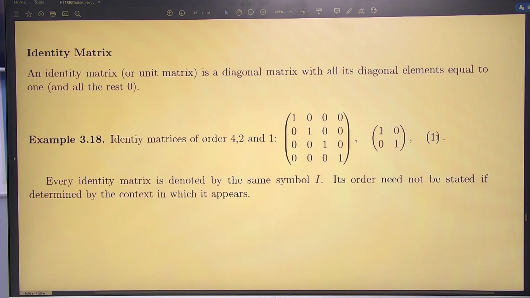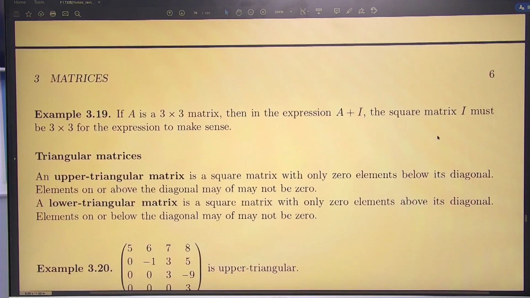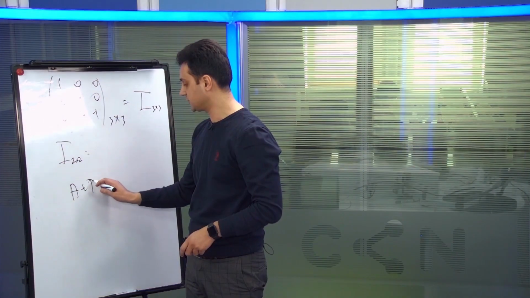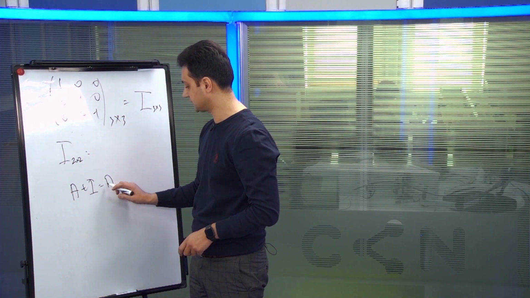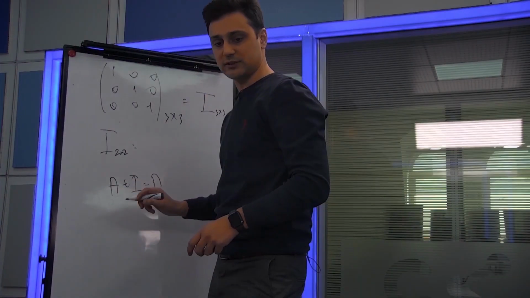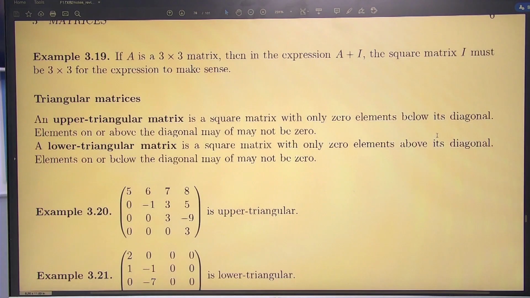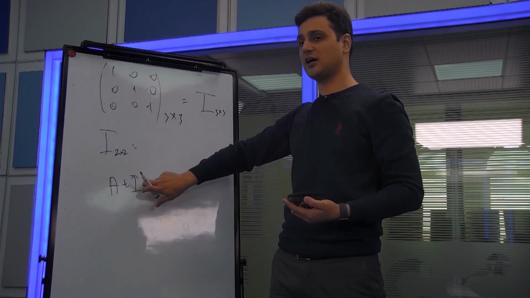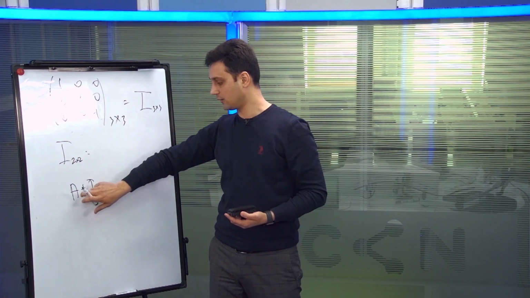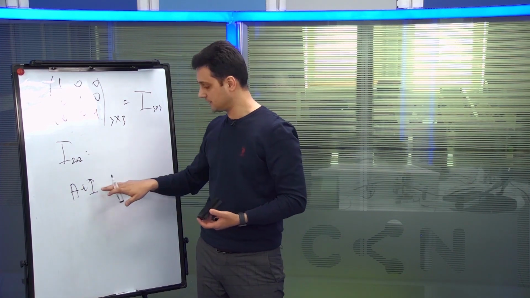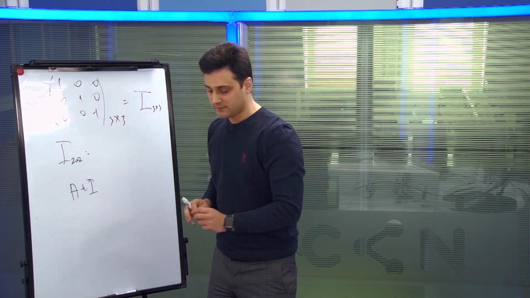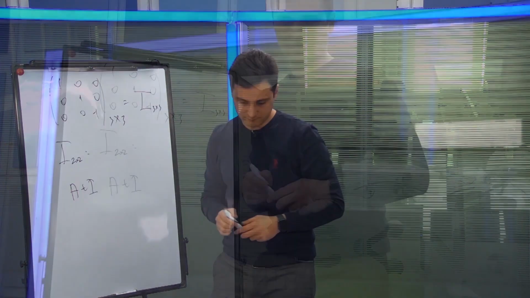Well, next, for the identity matrix we have this condition: matrix A plus identity matrix is equal to this matrix. The square matrix must be 3 by 3, right? For example, let's say A is a 3 by 3 matrix, this I must be a 3 by 3 matrix again. Or A is, for example, a 4 by 4 matrix, this must be a 4 by 4 matrix again. So that's why if you have this notation, it means that I must be in the dimension of A.